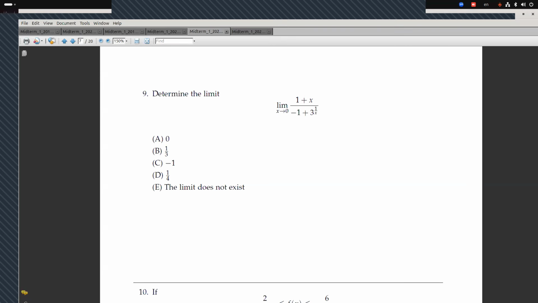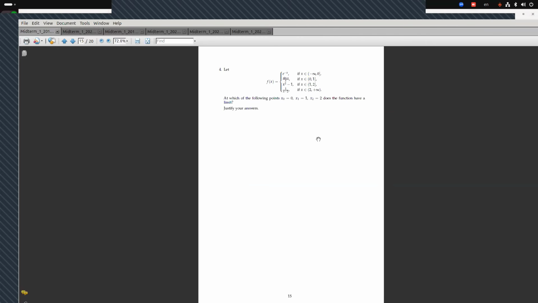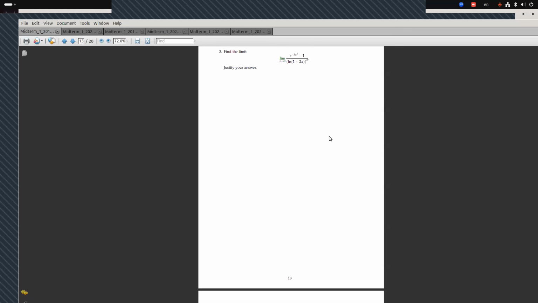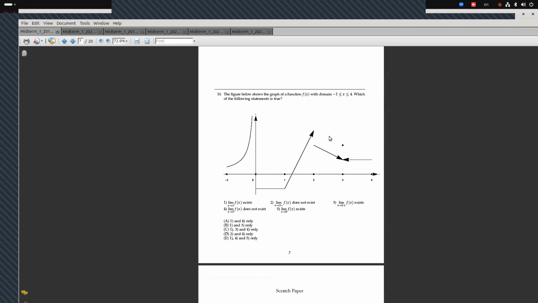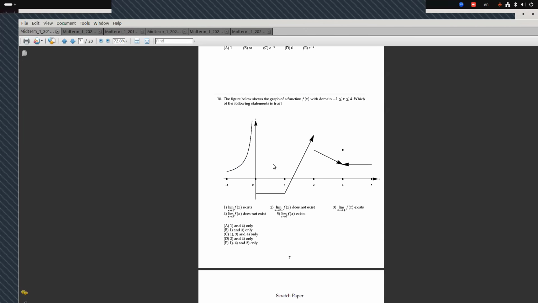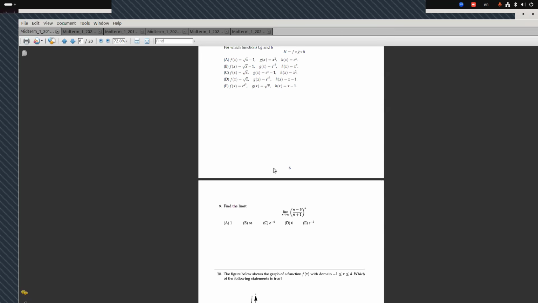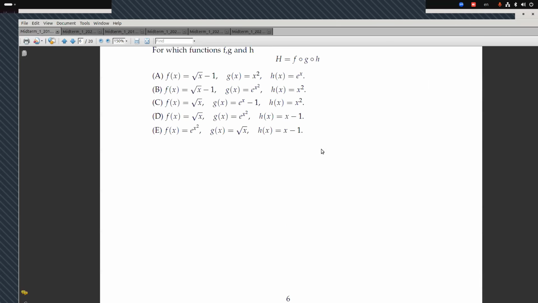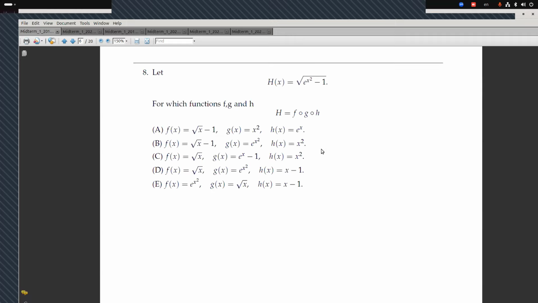2017, multiple choice 8 and 10. Skip it. Again, we will discuss it maybe next time. It is related to functions, continuity, limits.